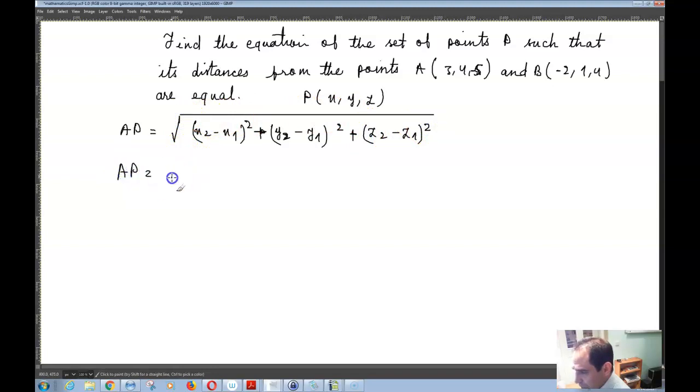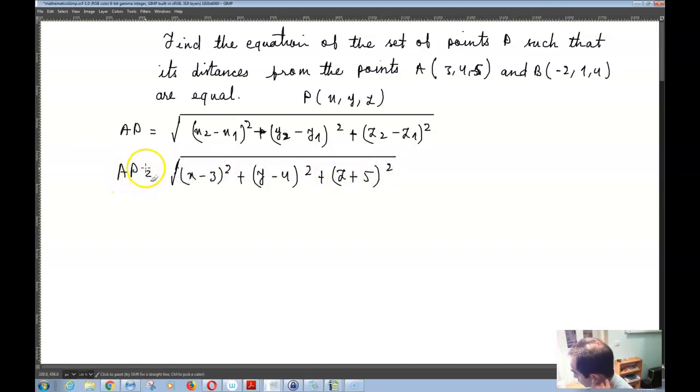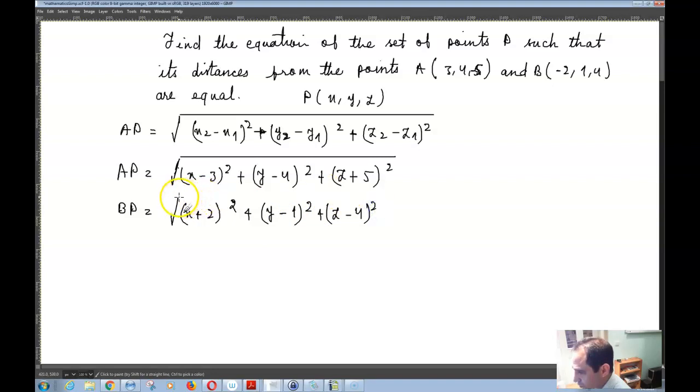So AP is equal to the square root of, basically you can write, for example, (x minus 3) whole squared plus (y minus 4) whole squared plus (z plus 5) whole squared. That is the distance AP. Now by the same logic, the distance BP is equal to the square root of (x plus 2) whole squared plus (y minus 1) whole squared plus (z minus 4) whole squared.